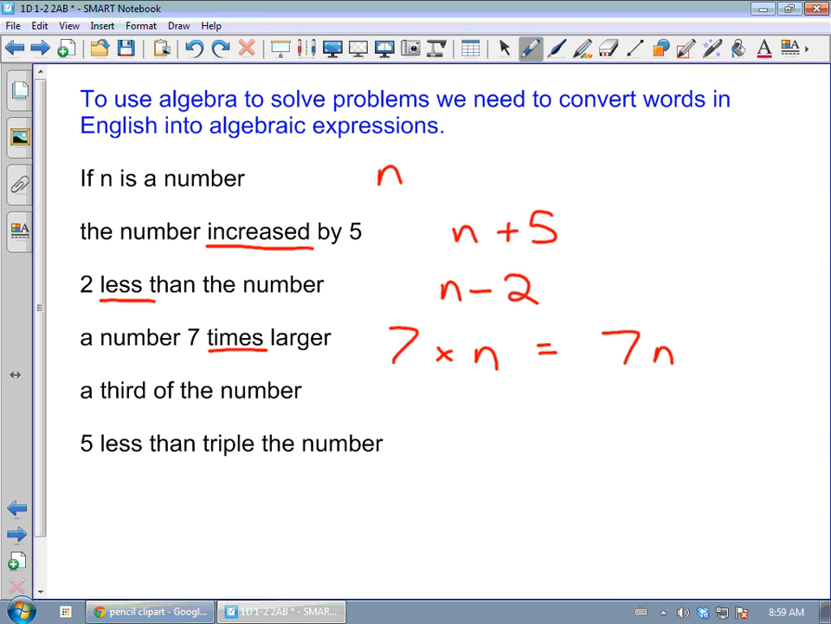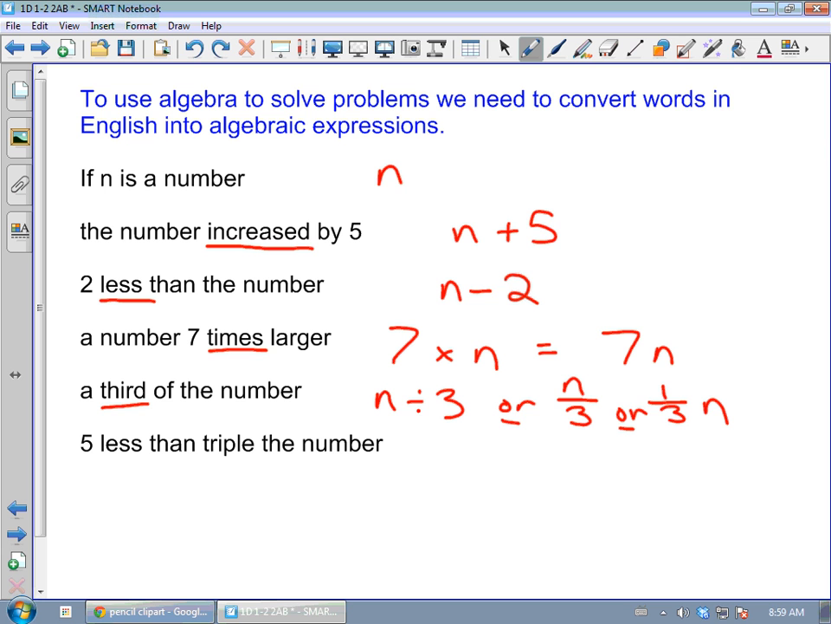Next one's a bit tricky. What about a third of our number here? This keyword, a third. What operation are we doing if we're taking a third of something? By how much are we dividing by? We're dividing by 3. So we could write this as n divided by 3. Or we could write this as n over 3. Or we could write it as 1/3 n. Okay? All of these are equivalent.